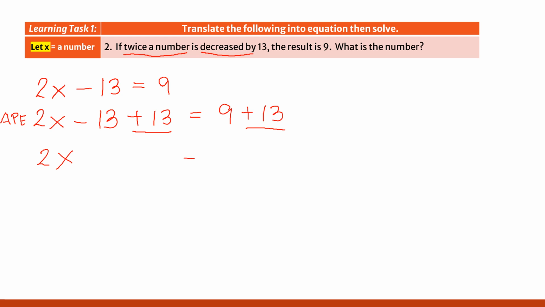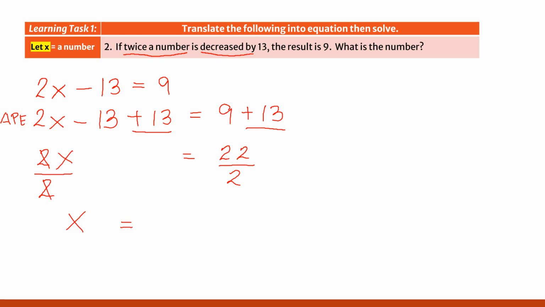Okay? Then, equals, ano yung 9 plus 13? Well, the answer is 22. Okay? Now, new equation is 2x equals 22. So, the numerical coefficient of x this time ay 2. To remove this numerical coefficient, i-divide natin ang equation by 2. So, divide natin by 2. Upang sa ganon, makancel yung 2. Ano ang natira? Natira natin ay x.